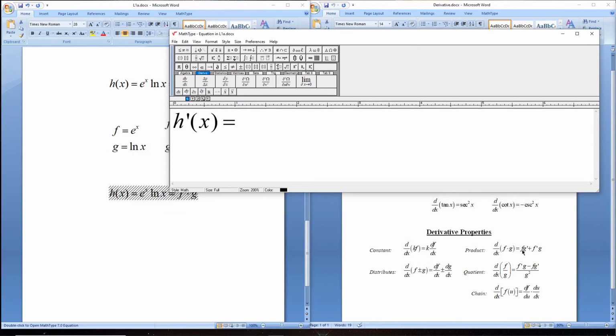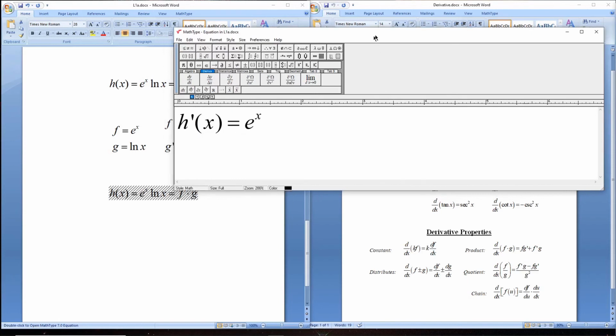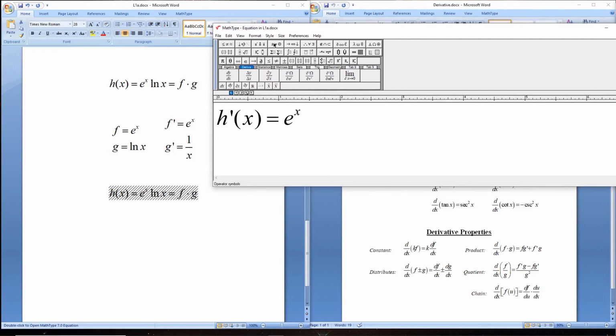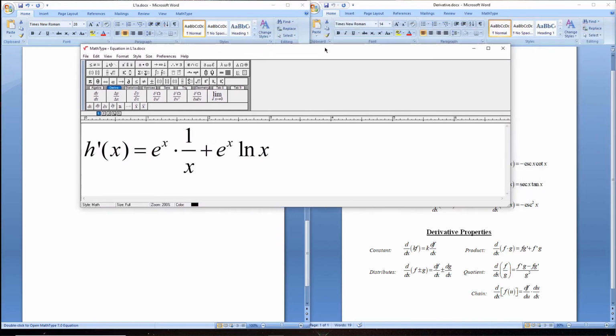So the product rule says the function f times the derivative of g, plus the derivative of f times g. And that's our answer.